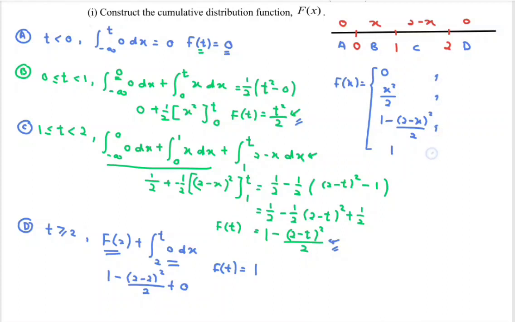Next will be the domain. Refer to the domain where we have x less than 0. Second part, x greater than or equal to 0 and less than 1. Third part, x greater than or equal to 1 and less than 2. Finally, we have greater than or equal to 2. So that will be the cumulative distribution function.